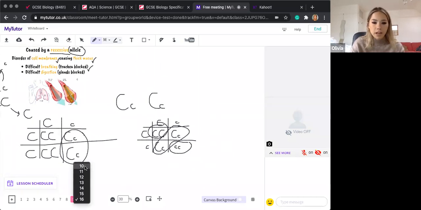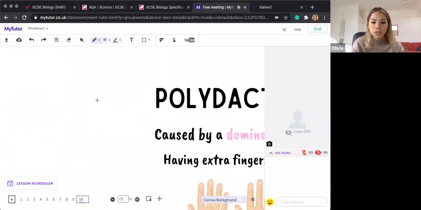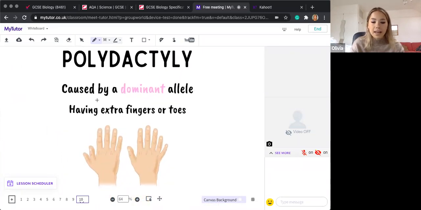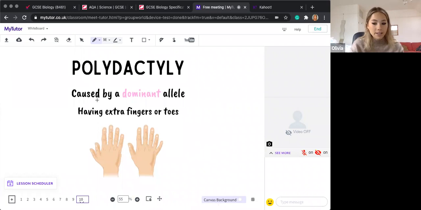Okay, so now we're going to have a look at a different type of inherited disorder: polydactyly. Polydactyly is where we have extra fingers or toes. That's all you need to know about it. And it's caused by a dominant allele. So do we think if your parent had polydactyly, you are definitely going to get it?